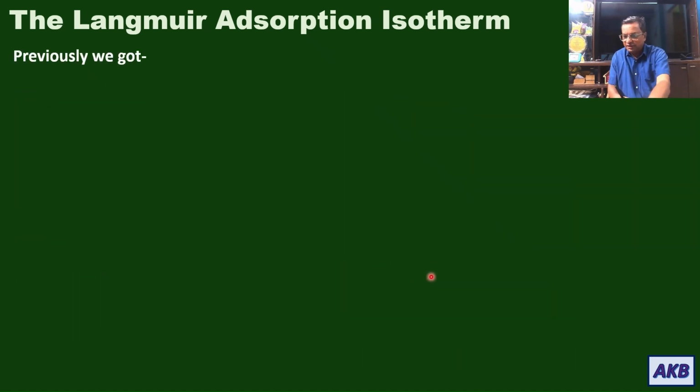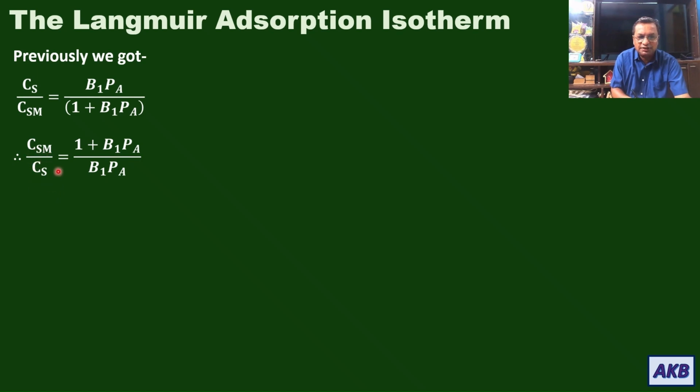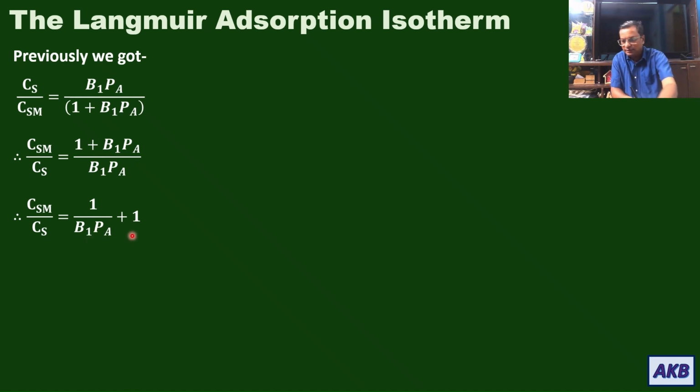Okay, so previously we got this equation, Cs upon Csm is equal to B1 into Pa upon 1 plus B1 into Pa. Now I will do some manipulation with this equation. So first I will take reciprocal. So it will be Csm upon Cs is equal to 1 plus B1 into Pa upon B1 into Pa. In the next step, I will separate the denominator on the right hand side. So this is Csm upon Cs is equal to 1 upon B1 into Pa plus 1.